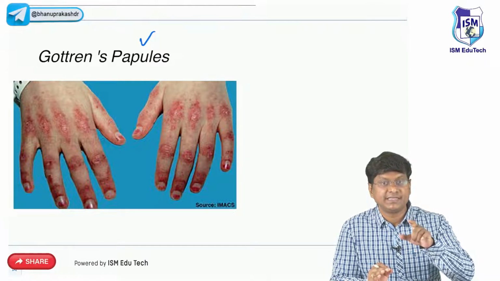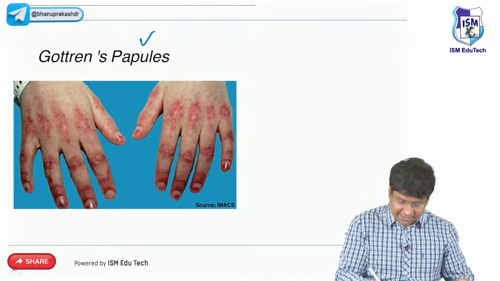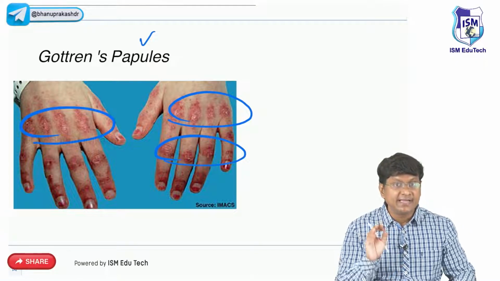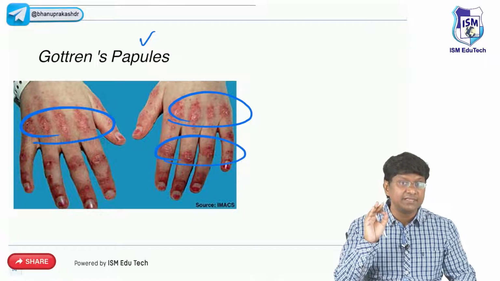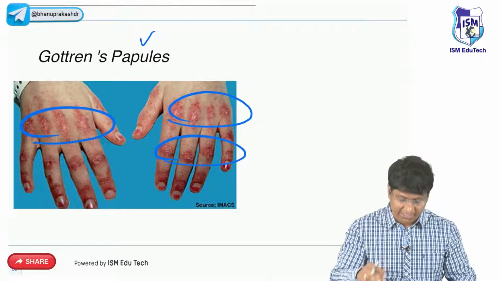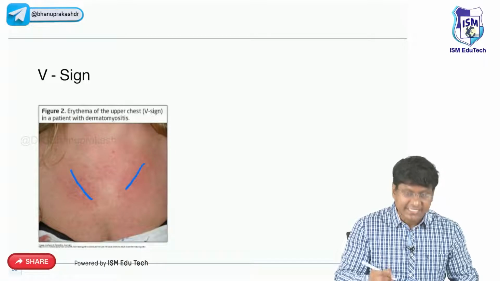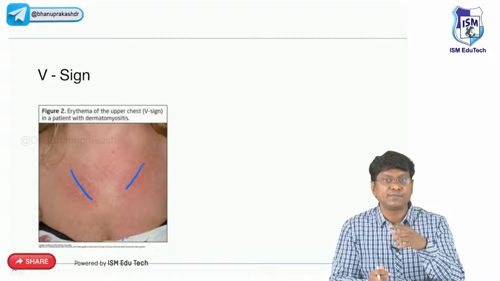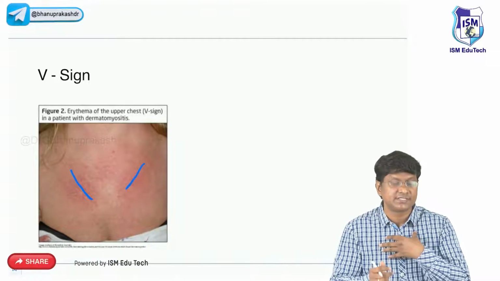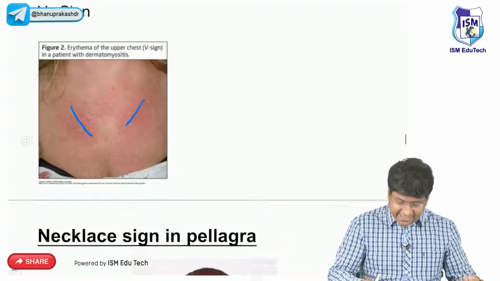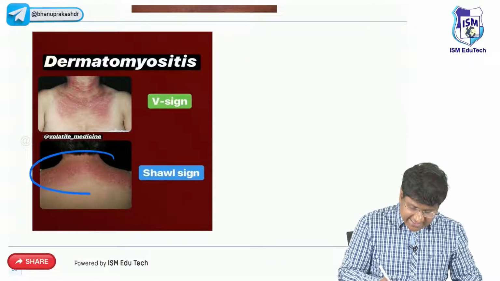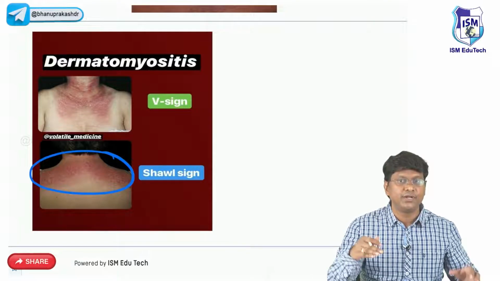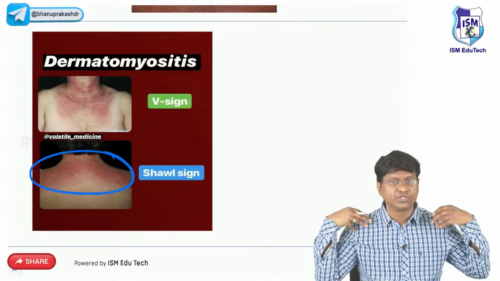The next important skin manifestation is Gottron's papules. Gottron's papules are nothing but the erythema of the knuckles. And the next important are the V sign and the Shawl sign. What is the V sign? It is an erythematous rash present over the anterior surface of the chest, and that too the upper part of the chest. The next is the Shawl sign. What exactly is the Shawl sign? That is also the same thing: an erythematous rash distributed over the shoulders.